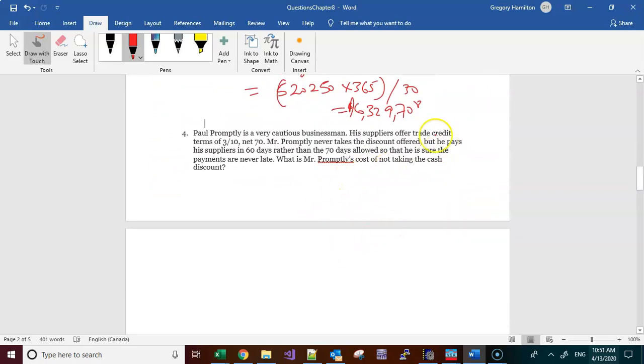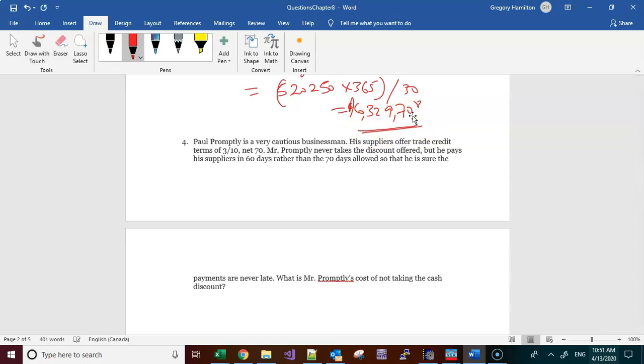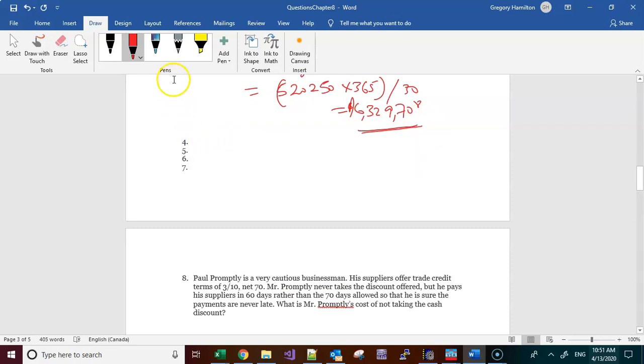You guys can always make sure to slow this down, look at how it is done, go back over it, right? You can always stop the video, pause the video if you so desire. All right, let's go on to question 4.